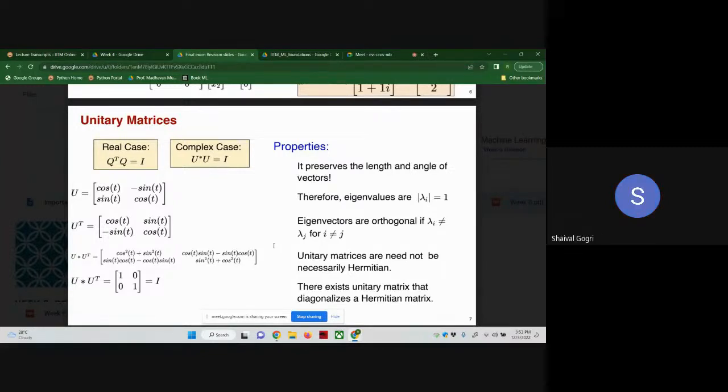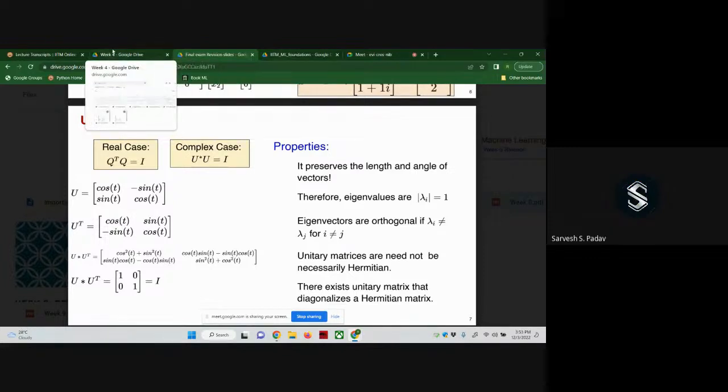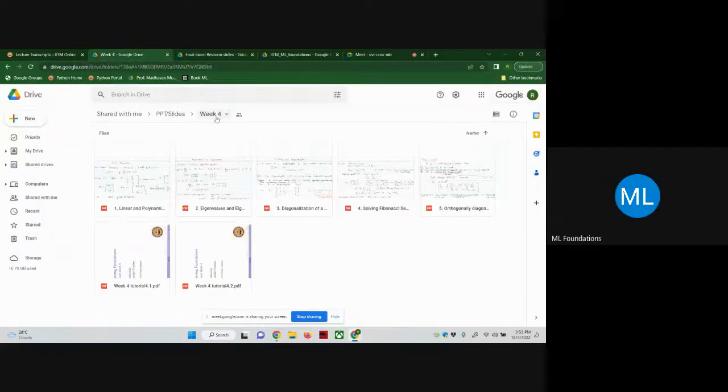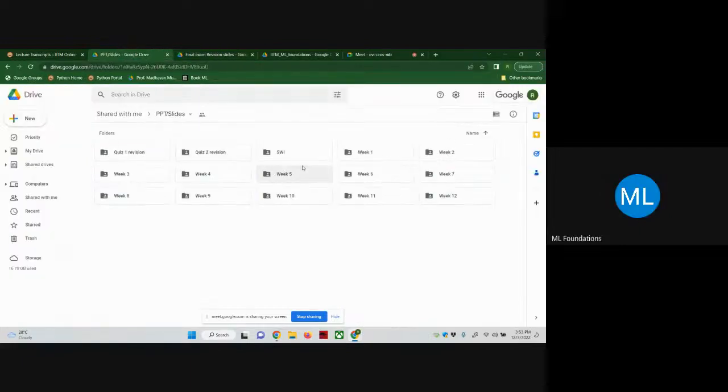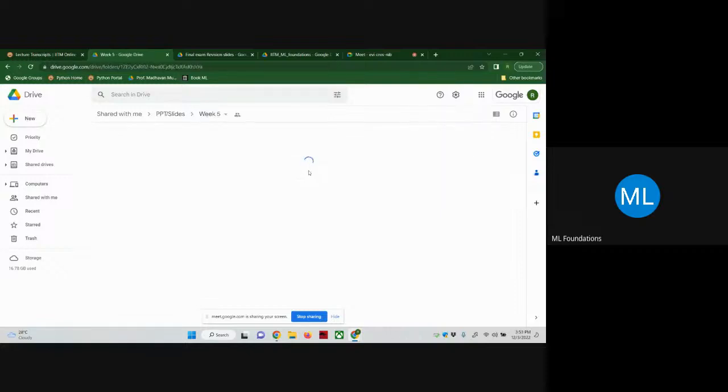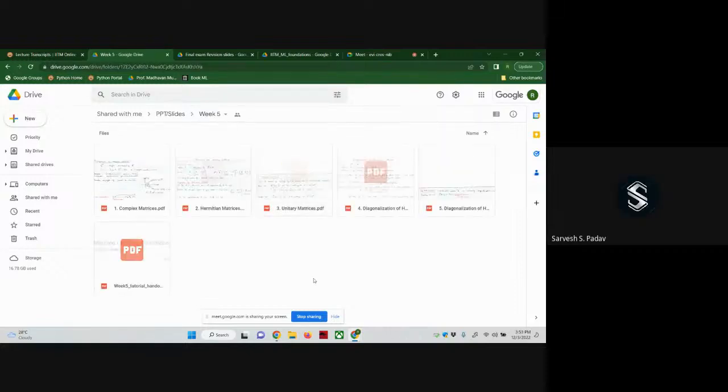If possible, can you show us one example of a complex eigenvalue? Sir, 1 by root 2 plus i 1 by root 2. Let's just look at the lectures if it was discussed. The modulus is 1, so that's why.